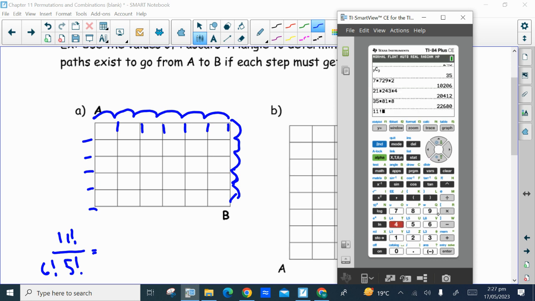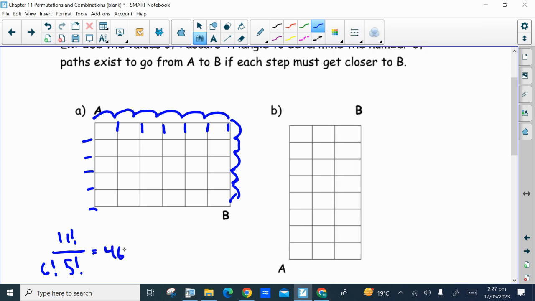So 11 factorial divided by, in brackets, 6 factorial times 5 factorial gives us 462 different routes, different pathways that could be taken. Right?